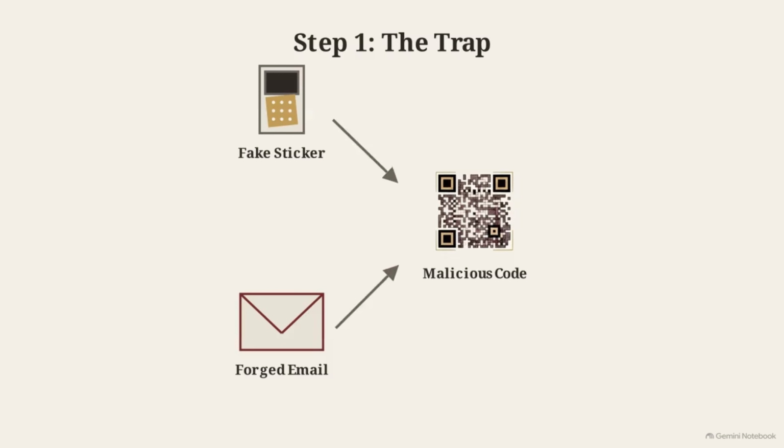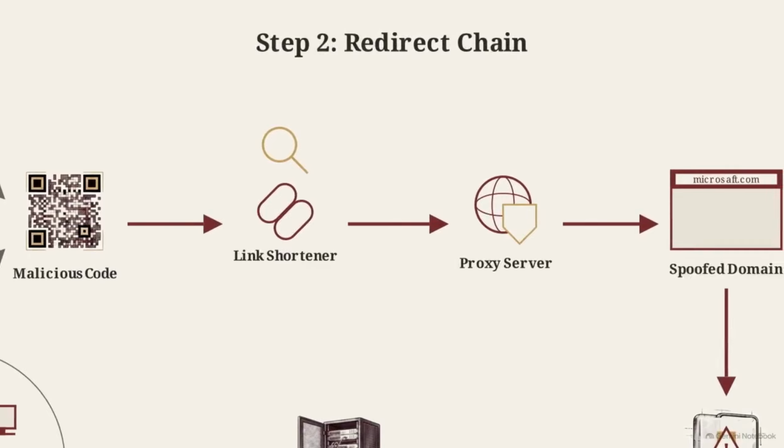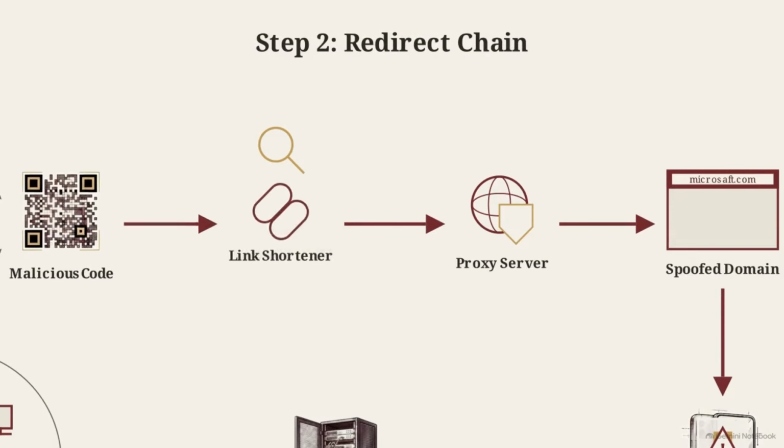It begins with step 1, the trap. The attacker places a malicious code in front of you, either by placing a fake sticker over a legitimate QR code on a parking meter or embedding it inside a forged corporate email.